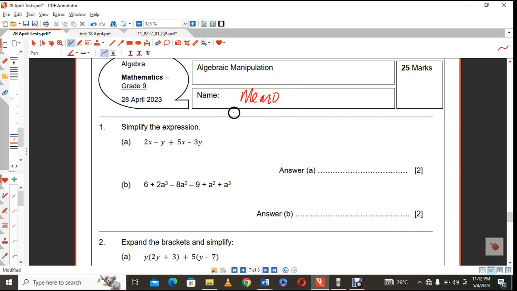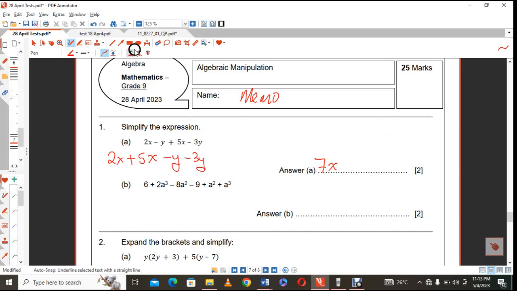So the first one says you must simplify the expression. So this is an expression, it's not an equation. What I'm going to do is rewrite the like terms together, so just rearrange them, and then simplify by collecting the like terms, by adding the like terms. The like terms are the ones that have exactly the same variable raised to the same power. So 2x plus 5x more gives you 7x.